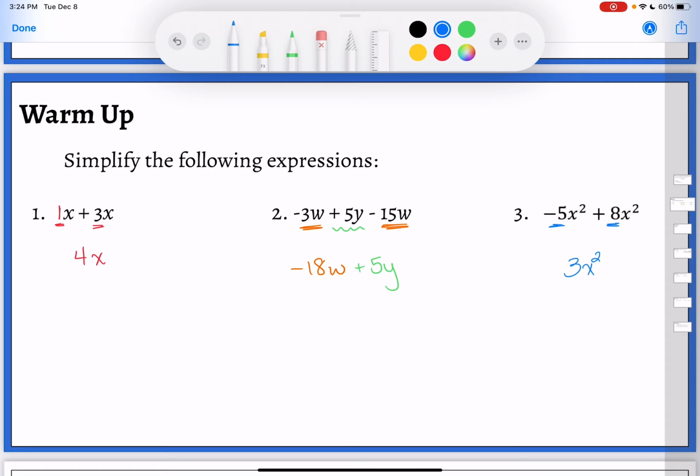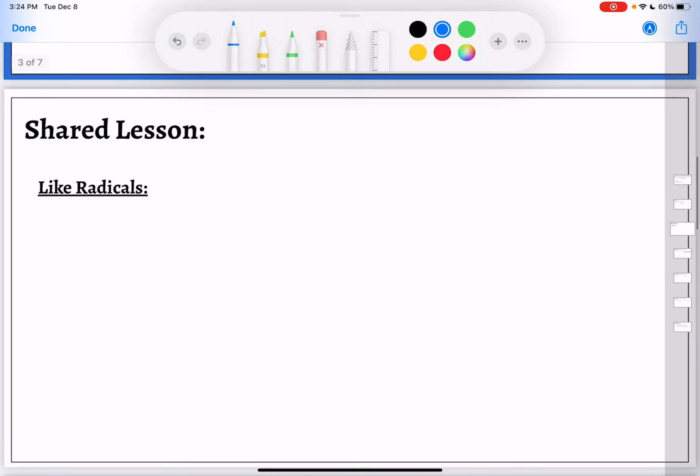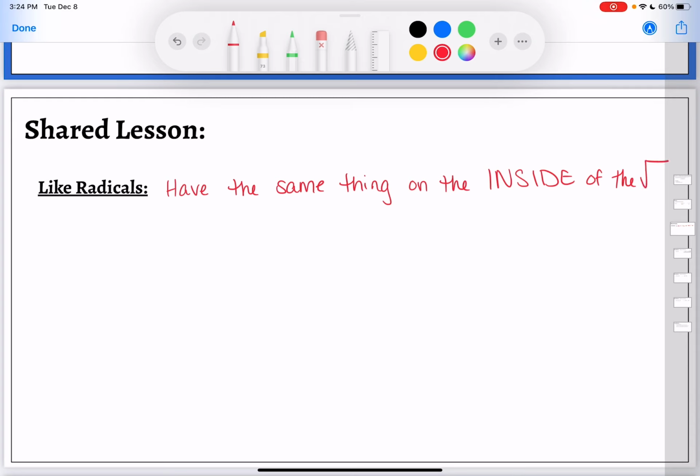All right, so hopefully that was a good review of combining like terms, because the thing is, radicals work exactly the same way. The only thing is you need to have like radicals in order to add or subtract them. So what do we mean by like radicals? Like radicals have the same number on the inside of the radical. Okay, so the same thing on the inside of the radical. That's what makes like radicals.